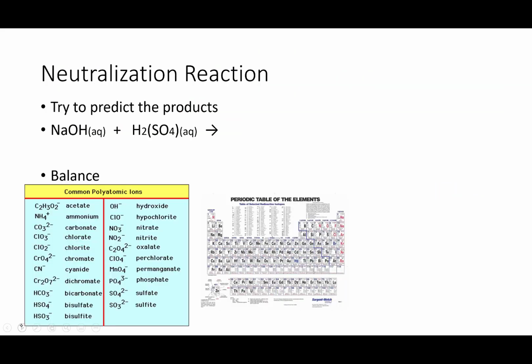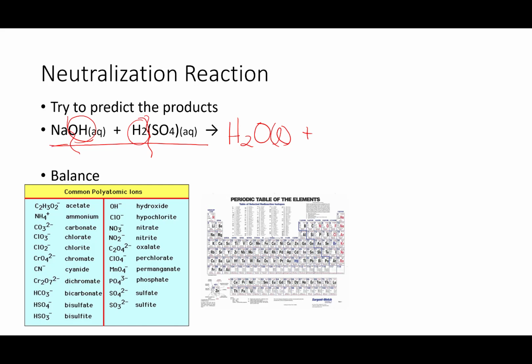Now let's try and predict the products of an acid-base reaction between sodium hydroxide and sulfuric acid, two very strong acids and bases. Now, sodium hydroxide and sulfuric acid are going to divide like this. The hydrogen and the hydroxide are going to combine to produce water, H2O liquid. And the ions are going to produce salts.